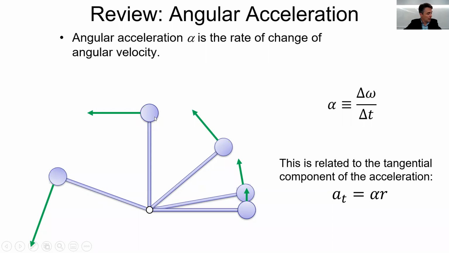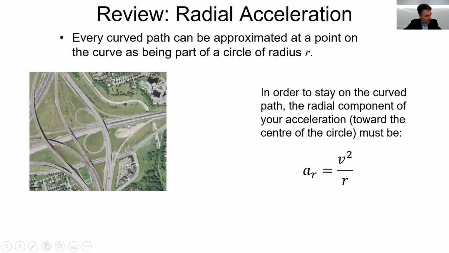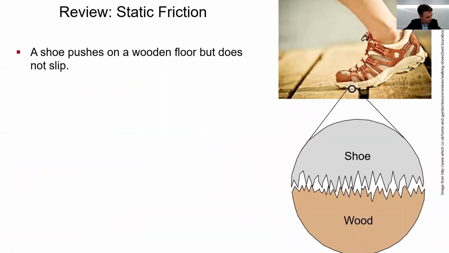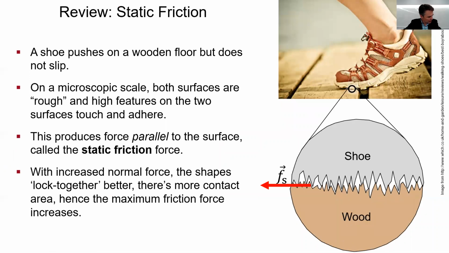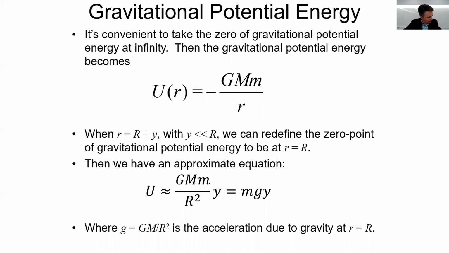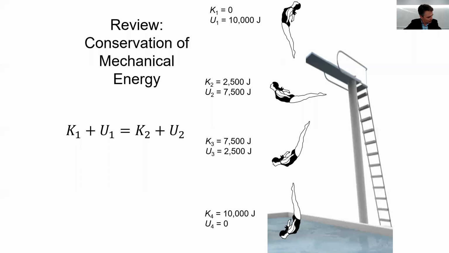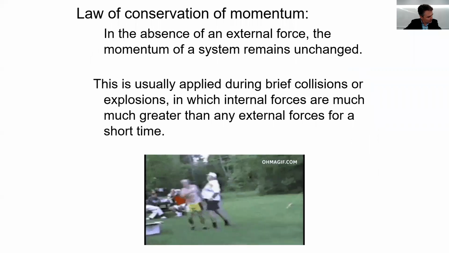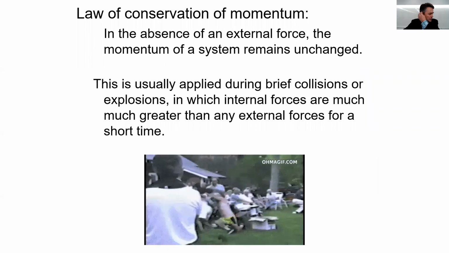So this ball has a diagonal acceleration. One component of it is tangential, one component of it is radial, and it's actually going off on a diagonal. I'll talk about that more tomorrow. Static friction, that was actually pretty easy for you guys. Gravitational potential energy, again, you guys got that pretty well, but I'll go over that a little bit, how things move. This stuff about collisions.